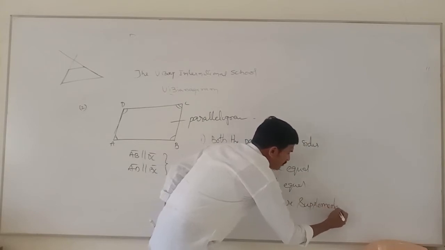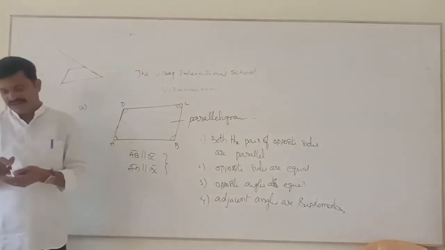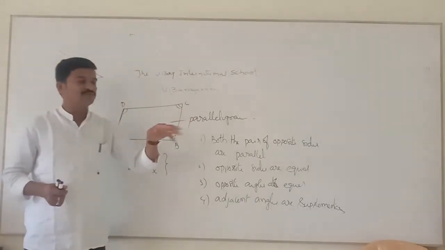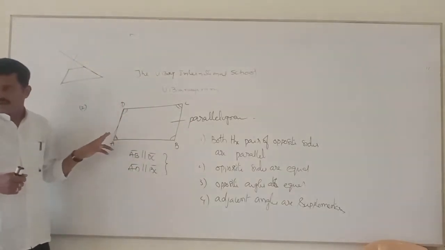Supplementary means, do you know? 180. Very good. Sum of the angles should be 180. If the sum of any two angles is 180, then those two angles are said to be supplementary. So opposite angles should be supplementary. Are you clear or not?